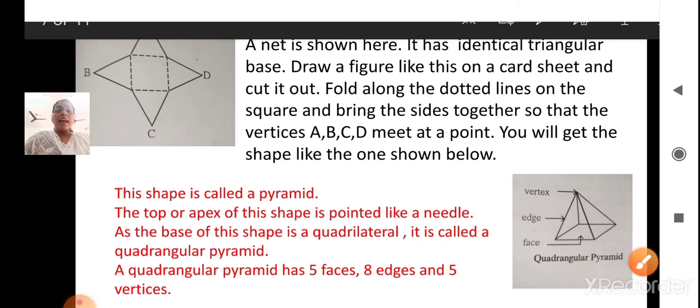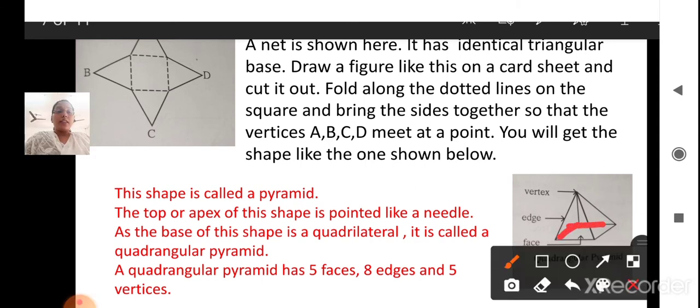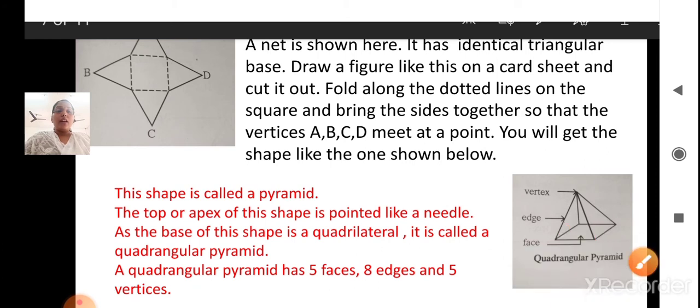The base of this shape is a quadrilateral. See, this is the base of the shape and it is in a quadrilateral shape. So we call it a quadrangular pyramid. You know children, it is also known as a square pyramid. For the quadrangular pyramid, we have to keep this in our mind.